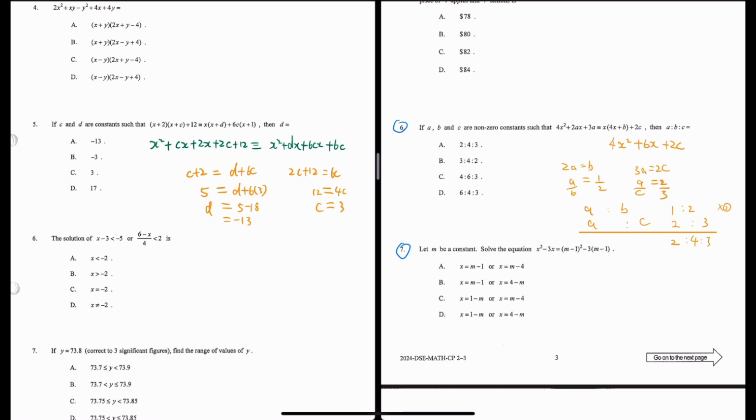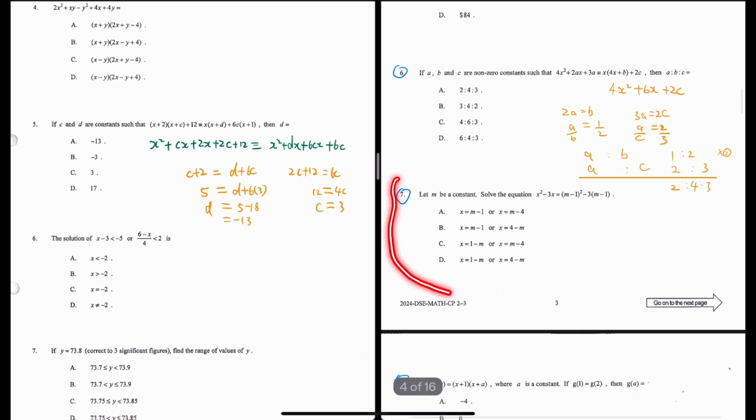Okay, and for this one, for 2024's paper, it asks you to find the ratio, but you just do what we do regularly, okay? So first bracket and then compare 2a equals to b and then 3a equals to 2c. Okay, so now you have the ratio. Make that in the fraction. You will have the ratio and then you do what we learned in paper 1, okay?